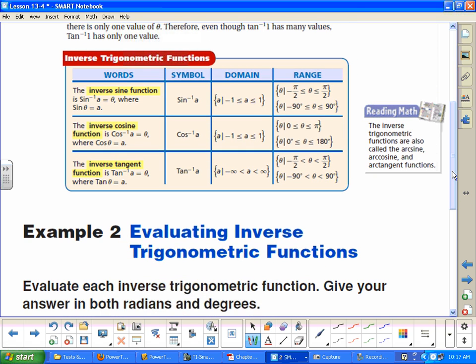So for inverses, okay, our x values for the inverses have to be between negative 1 and 1 for sine and cosine, and it's all real numbers for tangent. And our y values then, okay, or our angles, have to be under these restrictions.